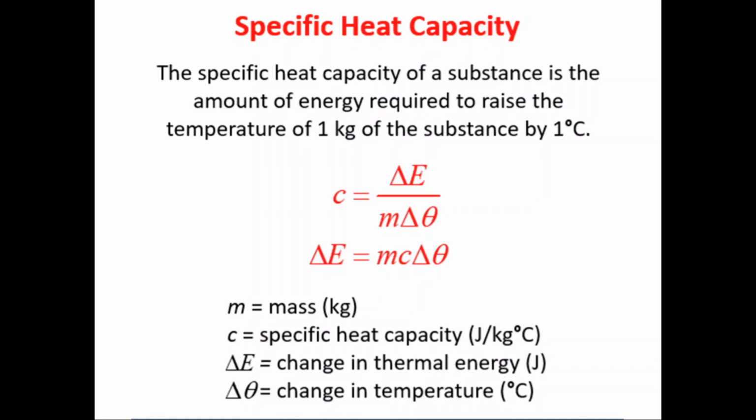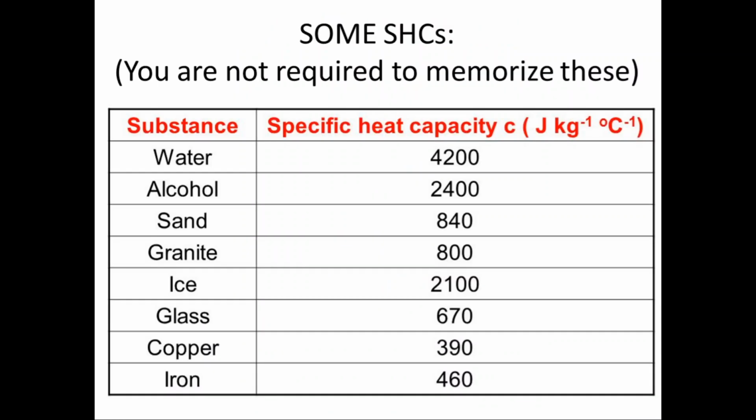So the m, mass, is measured in kilograms. The small c, specific heat capacity, is measured in joules per kilogram degrees Celsius. The change in energy, E, is measured in joules, and the change in temperature is measured in degrees Celsius.